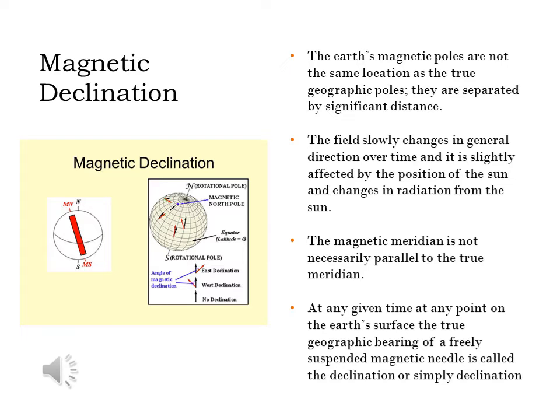At any given time, at any point on the Earth's surface, the angle between the true geographic meridian and a freely suspended magnetic needle is called the declination, or simply declination.